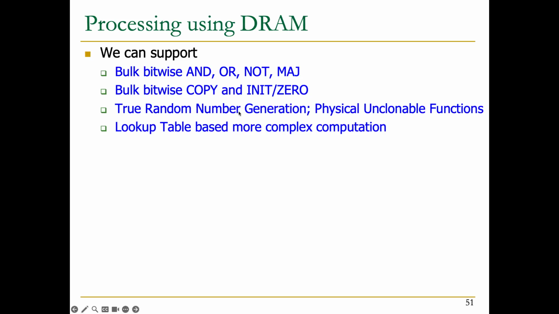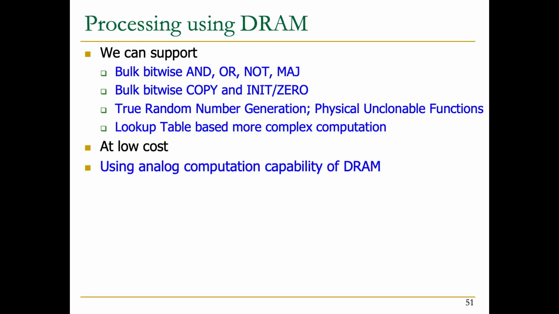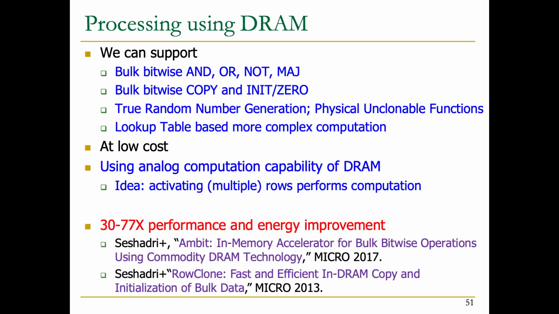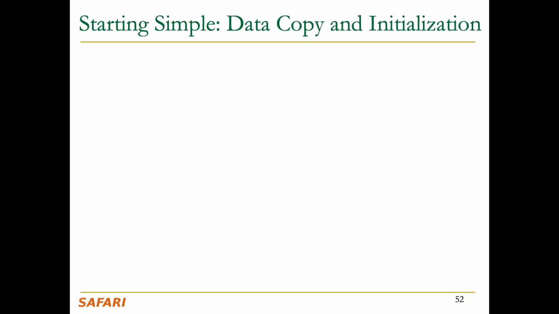We can do true random number generation, physical unclonable functions in real DRAM chips today, actually, without modifying them. And we can do lookup table-based, more complex computation as well, at low cost and using analog computation capability of DRAM. I'm going to give you the ideas a little bit later. And you can get significant performance and energy improvements. These are some initial papers that talk about this, but I'm going to give you some more papers.